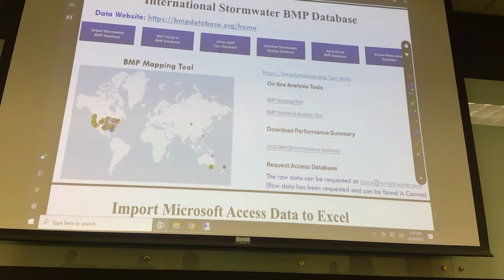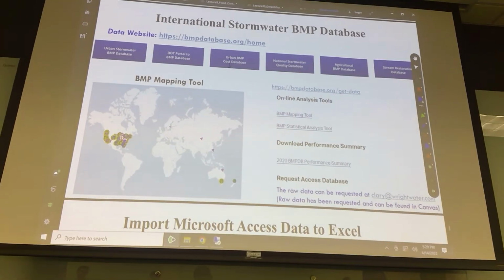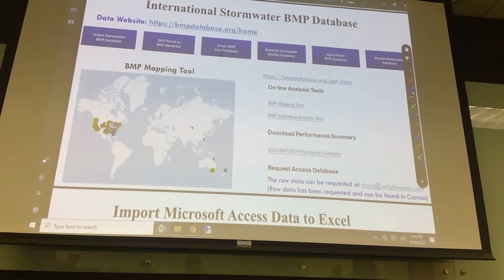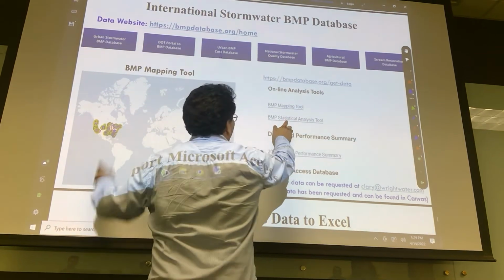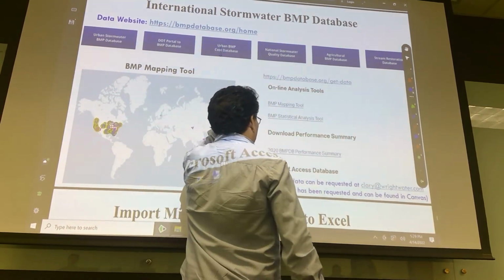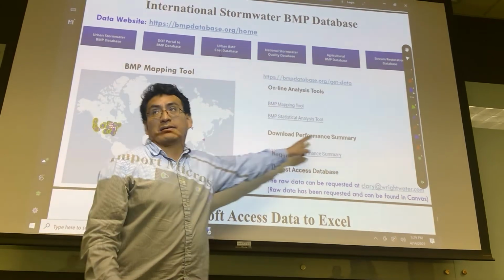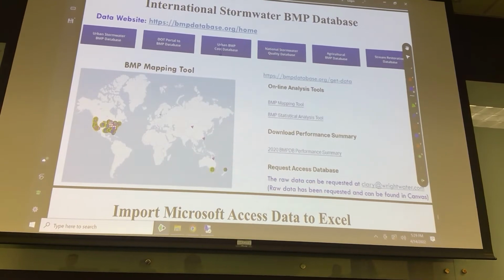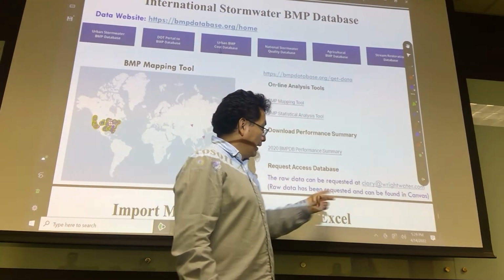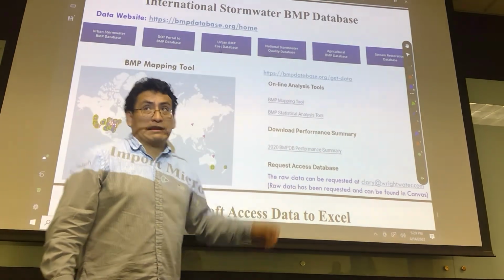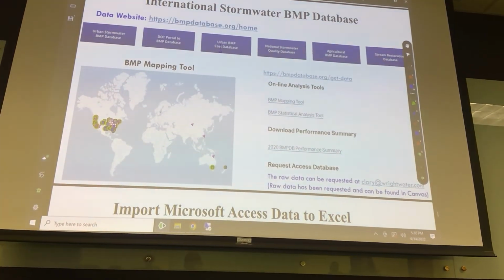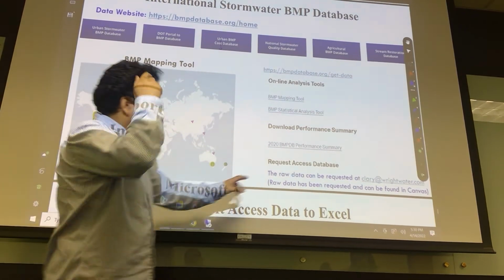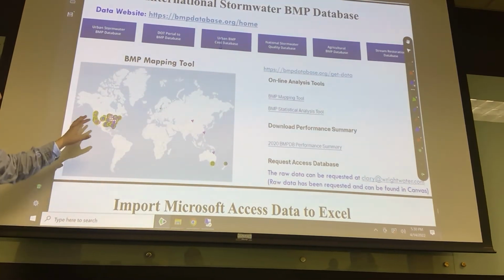So we have raw data from the International Stormwater BMP database for green infrastructure. This data is available. You can access the mapping tool. You also have a statistical analysis tool, and you have some summaries. However, if you want to get the actual raw data, you have to request it at this email. I have requested that data, and the data is about 100 megabytes, and it is in Canvas.